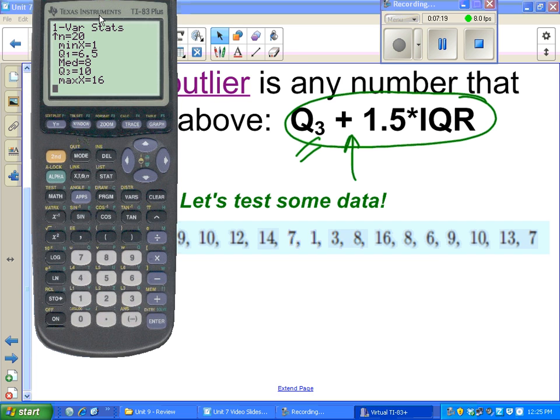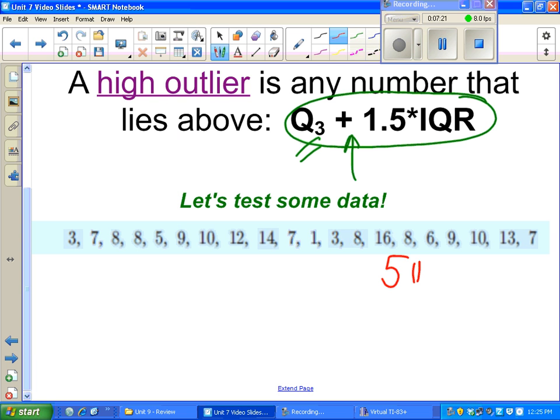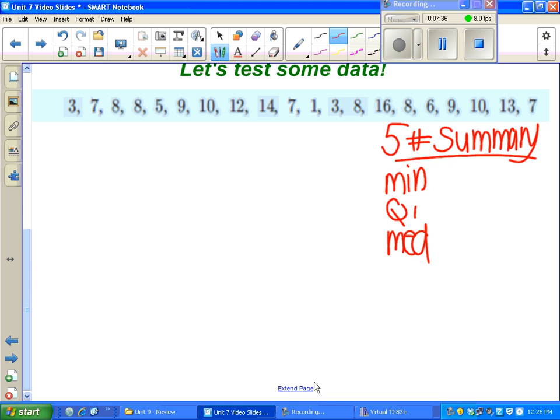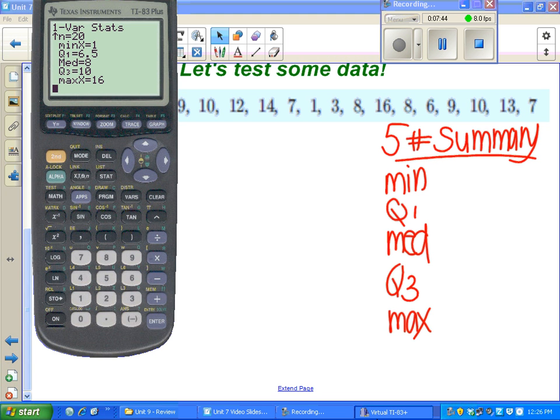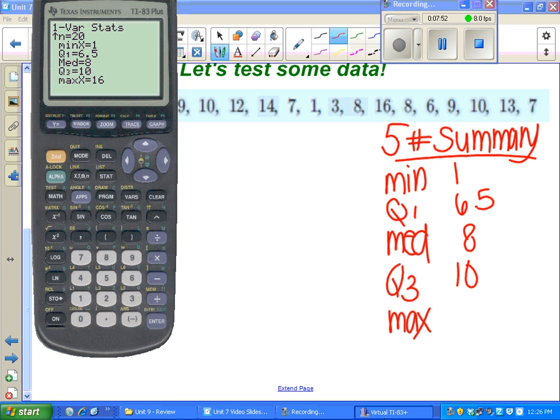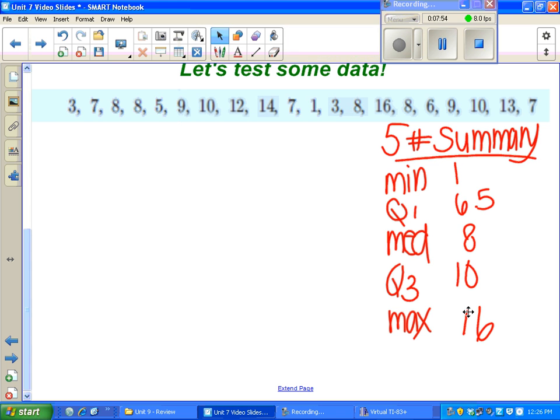So my 5-number summary is... And remember, your values are the min, Q1, the median, Q3, and the max. So let me pull those values back up. So what is it? 1, 6.5, 8. I didn't see the last one. 16. All right, great. So if we wanted to make a box and whisker plot here, we could.